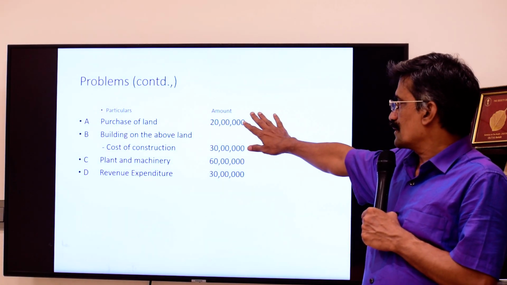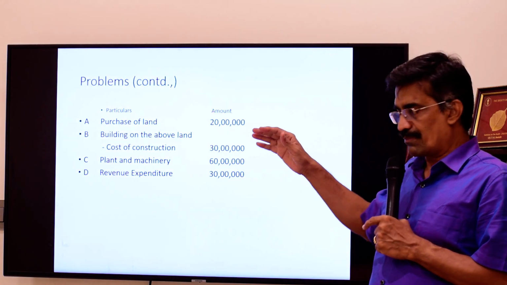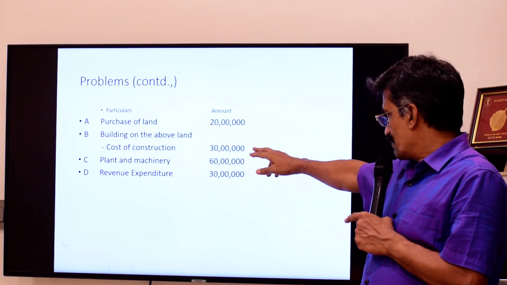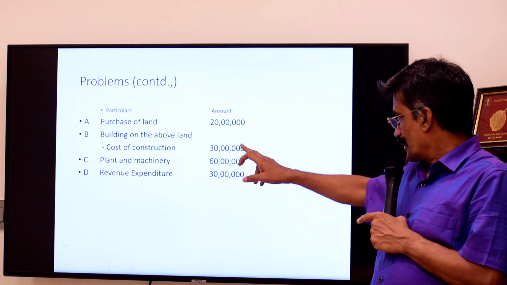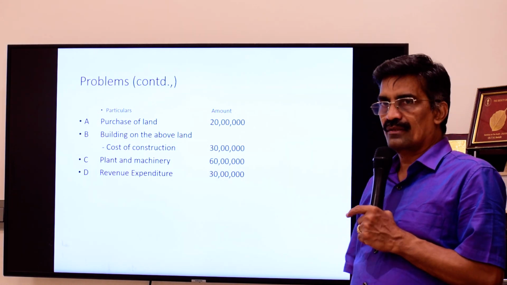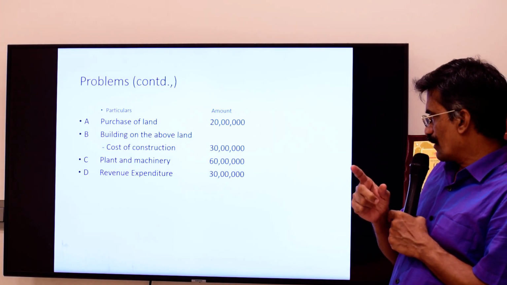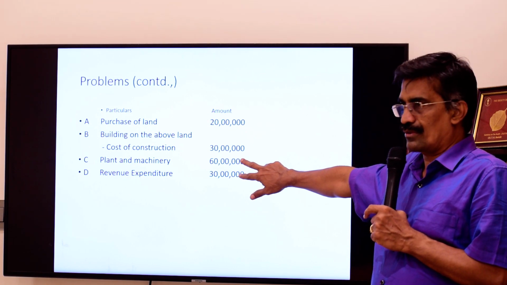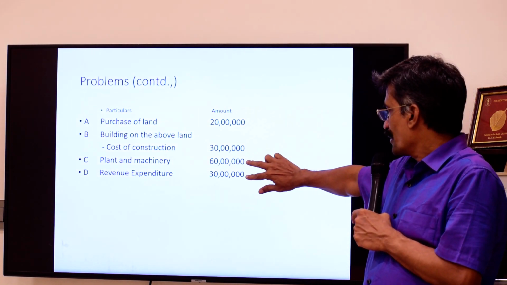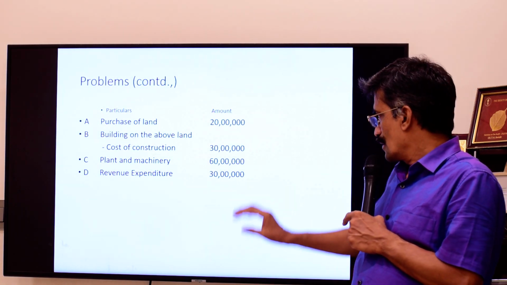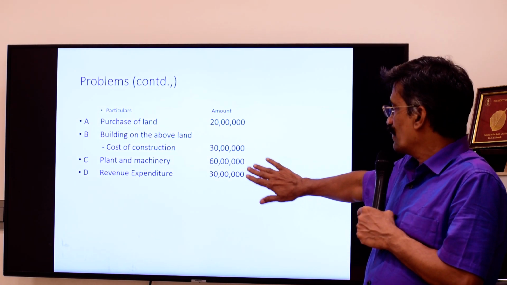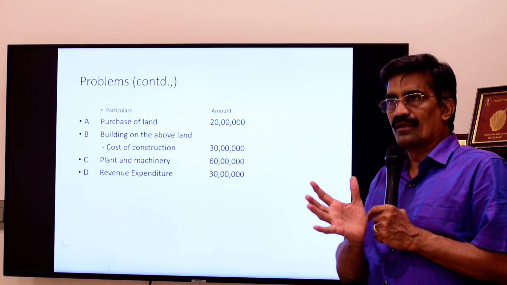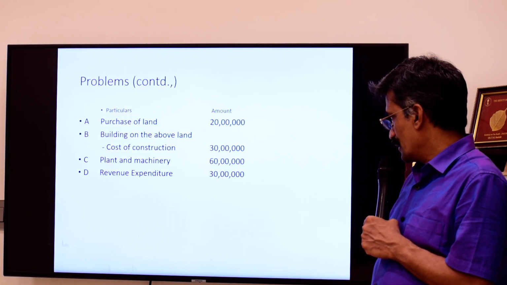Purchase of land, 20 lakhs: land will not be eligible under 35(1)(iv) and also under 35(2AB). Cost of construction on the above land, 30 lakhs: not eligible under 2AB, but you can claim under 35(1)(iv), though once you go to 35(1)(iv), it is 100% only. The other two you can claim deduction to the extent of 150%, that is 135 under 2AB. The 30 is claimed under 35(1)(iv). Totally you will get 165 as a deduction.